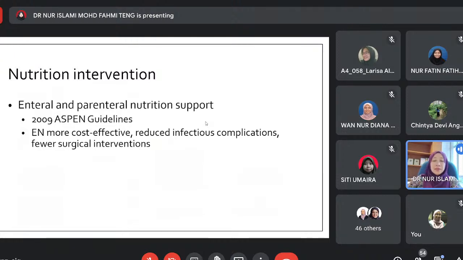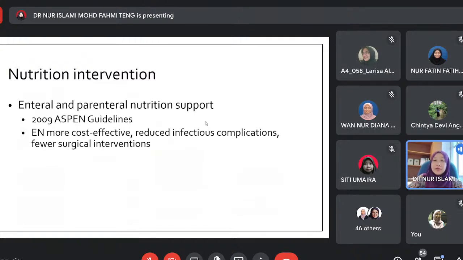So after nutrition assessment, we look into the nutrition intervention. For nutrition intervention, I just put here the enteral and also parenteral nutrition support. I'm not going to teach you about enteral and parenteral nutrition support. It will be another lecture, I think. In your MIT3 we teach you about it in more detail.